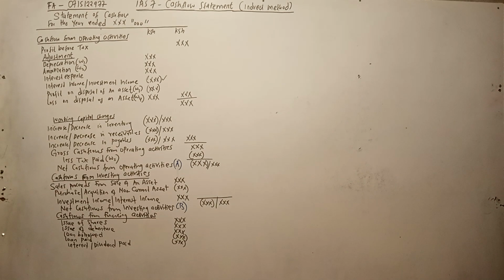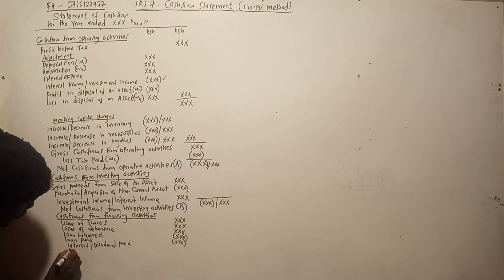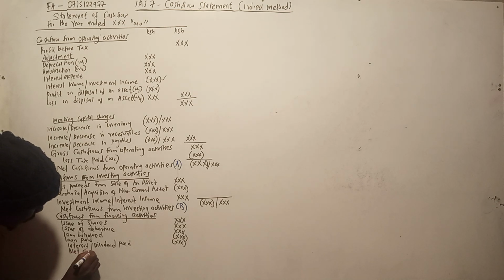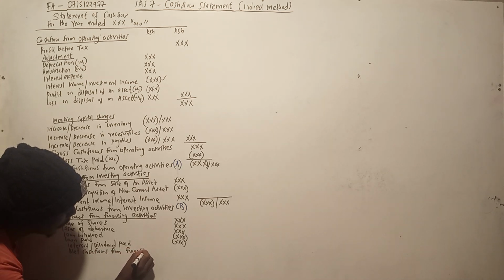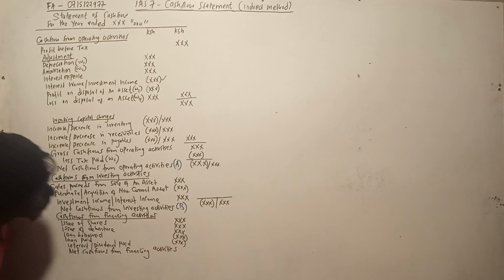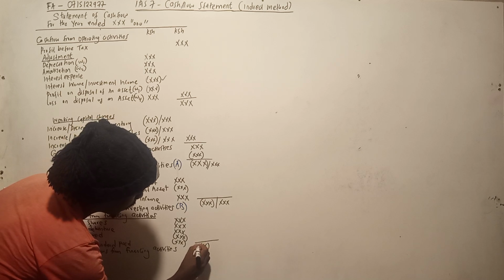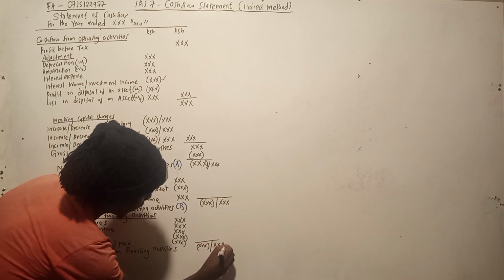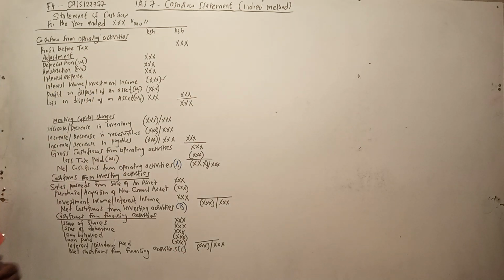Then I think that is enough. So we can get the net cash flows from financing activity. It can be a positive figure or a negative figure. So that's why we call it C. It can be a positive or a negative figure.